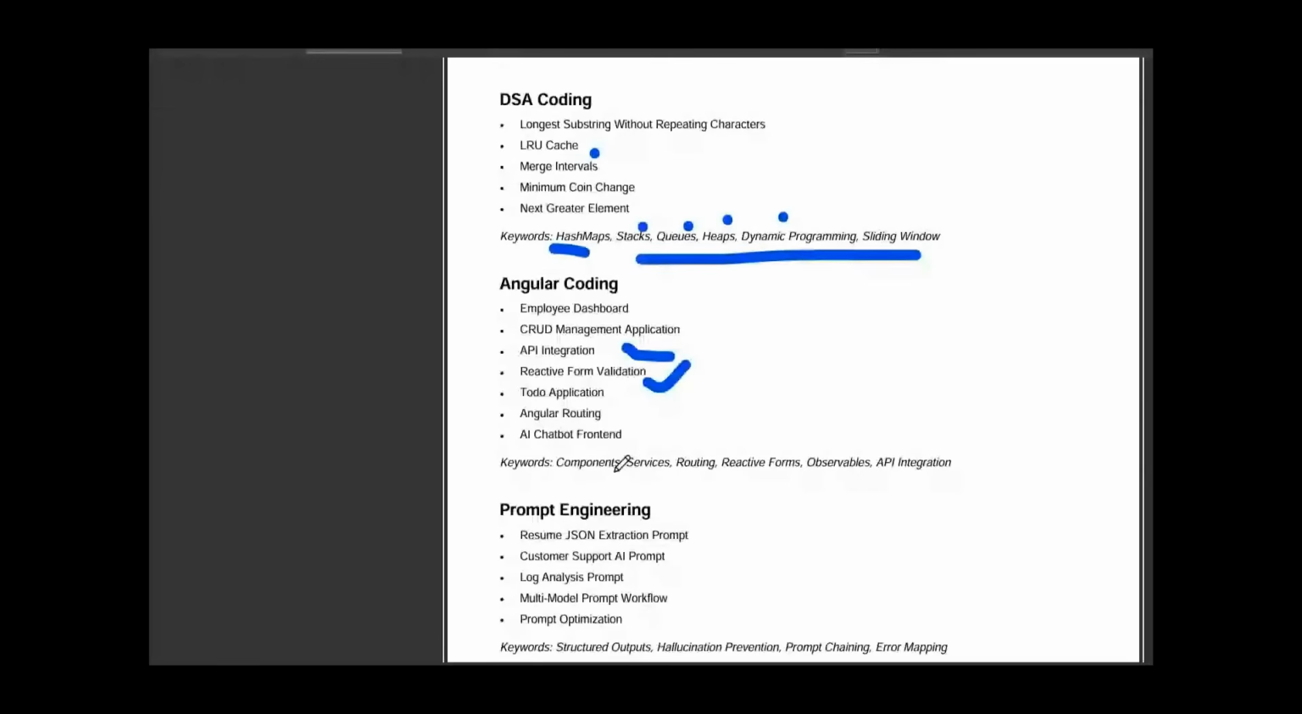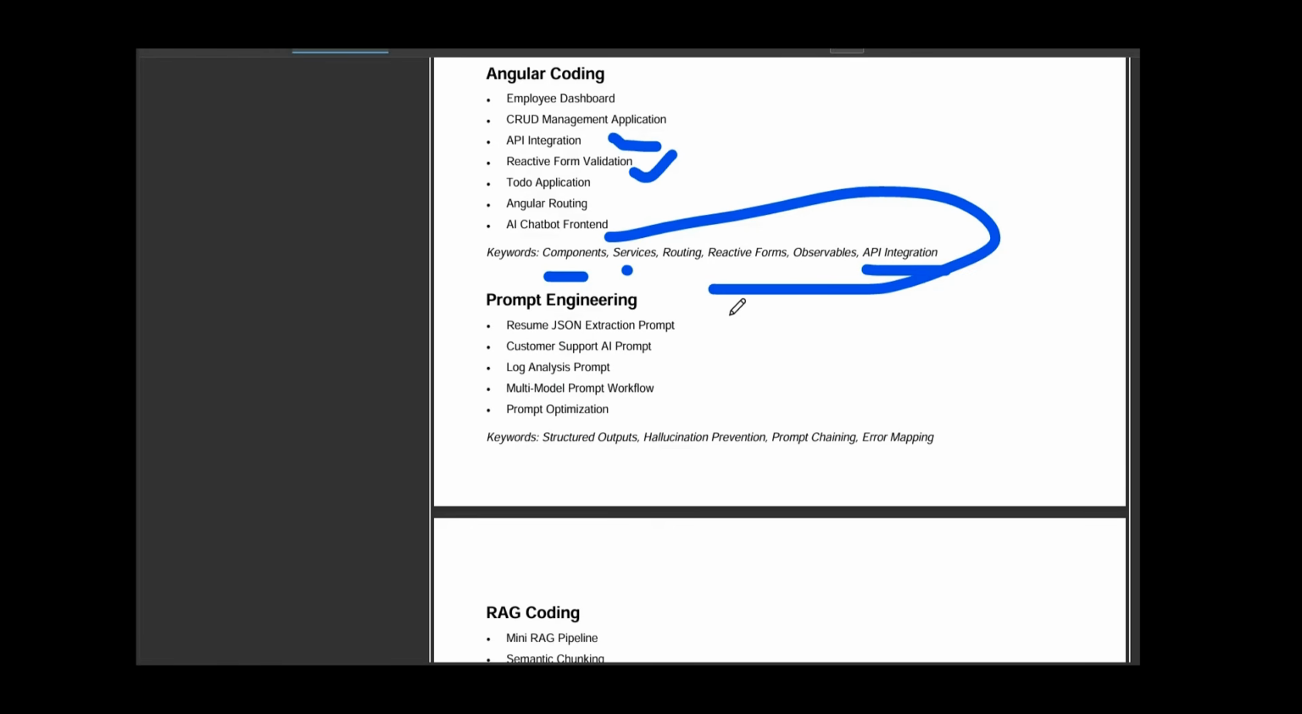Important Angular topics are components, services, dependency injection, reactive forms, routing, observables, two-way bindings, directives, and API integration. Coming to the prompt engineering questions, they may ask you to design a prompt that extracts resume details into JSON format.